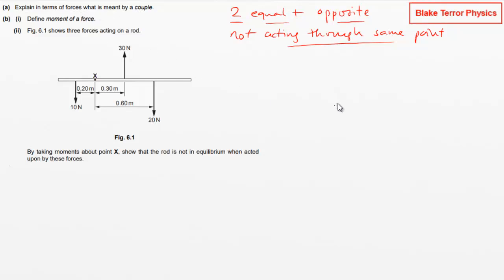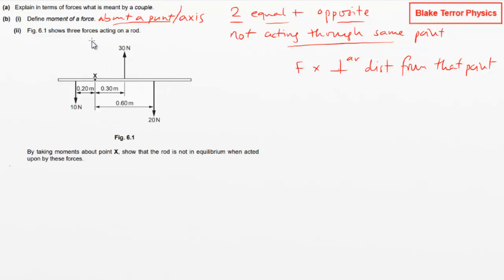Define the moment of a force. So the moment of a force about a point is the force multiplied by the perpendicular distance from that point. It's useful getting that in, as always, having the moment of a force about a point or axis. We could have either one of those. And then we have the perpendicular distance from that point or axis.